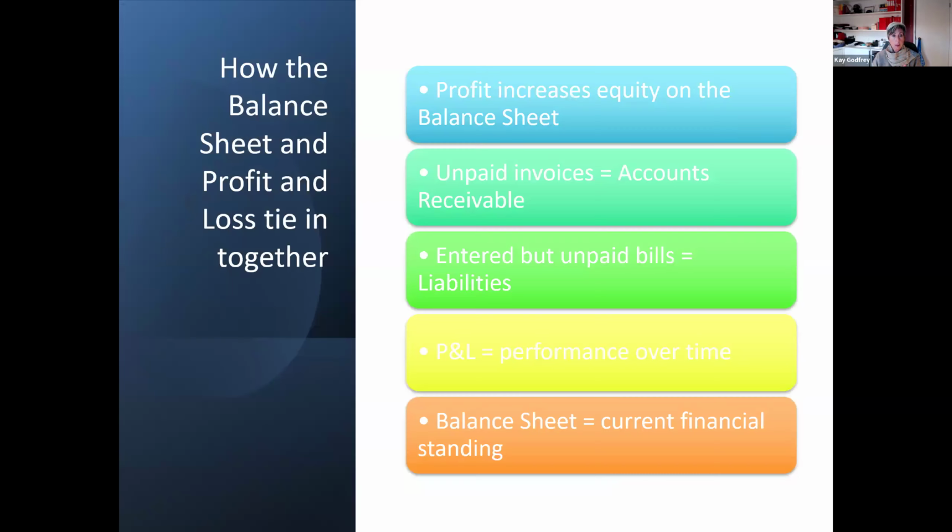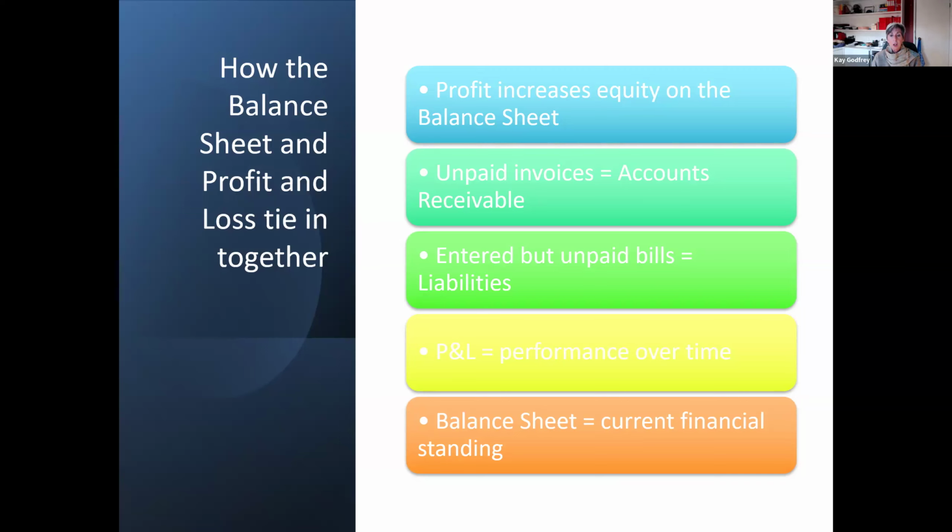That's good. So, how the balance sheet and profit and loss tie in together, a lot of people wouldn't understand this. Profit increases equity on the balance sheet. So if you've got a profit, that's where it goes on your balance sheet. If you've got unpaid invoices, it's accounts receivable on the balance sheet. Entered but unpaid bills are liabilities. That's what you owe to your suppliers, etc.